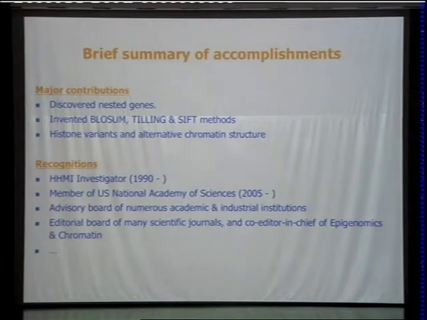And he has published more than 250 papers, many of which are important impact papers in histone variants and alternative chromatin structure. And he has been recognized by many honors. Some are listed here. As I mentioned earlier, he was selected to the Howard Hughes Medical Institute since 1990, and he was elected to the National Academy in 2005, and he sits on the advisory board of many academic and industrial institutions, and he is also on the editorial board of many journals, and he is the co-editor-in-chief of Epigenetics and Chromatin, a new journal. And so without further ado, we're going to hear from Steve his exciting latest results.